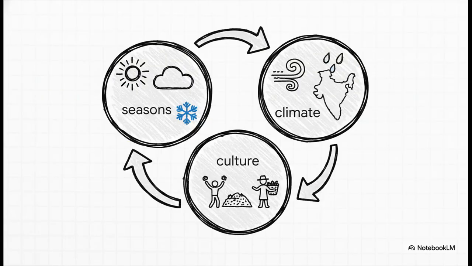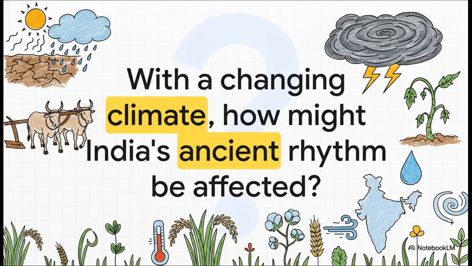When you really think about it, India's cropping pattern isn't just about farming. It's this beautiful, ancient rhythm that perfectly blends together the seasons, the climate, and the culture. From the winter wheat up north to the monsoon rice along the coast, it's a system that is perfectly in sync with the subcontinent. And that leaves us with one last, really important thought. This agricultural rhythm has worked for centuries, but it all depends on a predictable climate. So the big question for the future is this: how will this ancient rhythm cope as our climate continues to change? That's definitely something to think about.